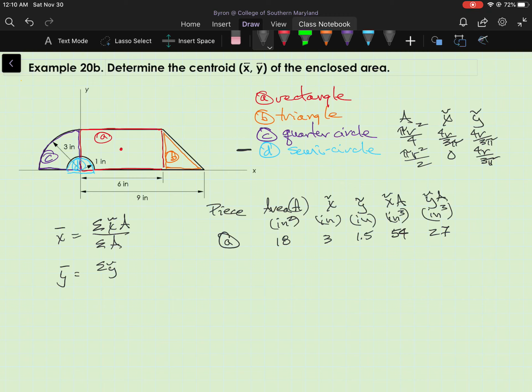So you can see we have our x tilde A column, our y tilde A column. Once the table's complete, we'll sum those columns individually, and we'll also sum our area column, and we'll have numbers to plug back into these two equations.